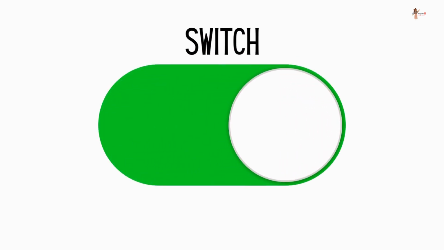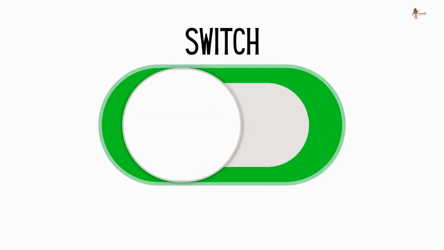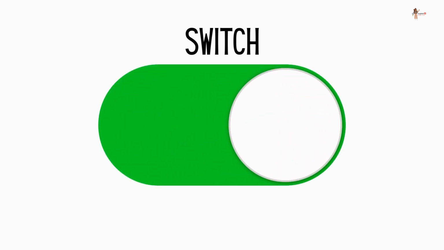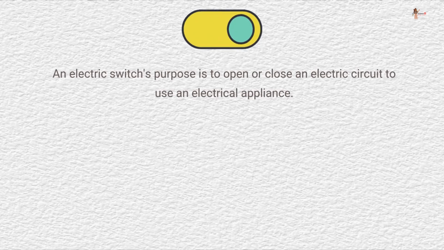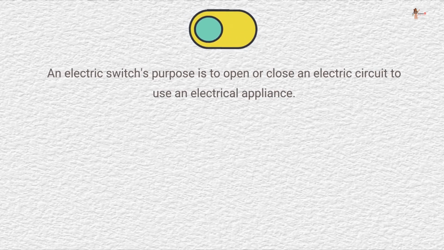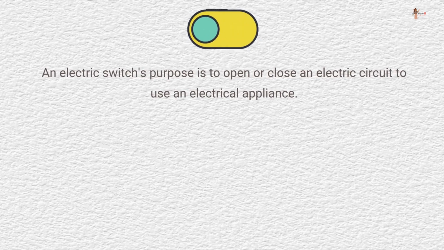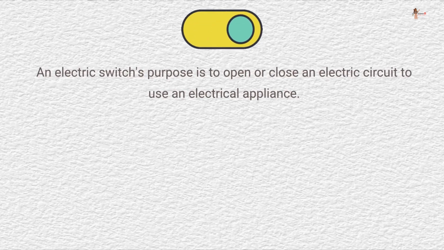Now let's talk about switch. I'm sure you must have used a switch. What is it? Well, a switch is a simple device that either breaks the circuit or completes it. Thus, an electric switch's purpose is to open or close an electric circuit to use an electrical appliance.